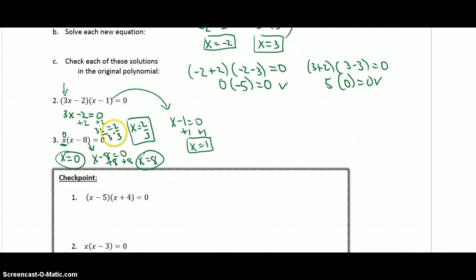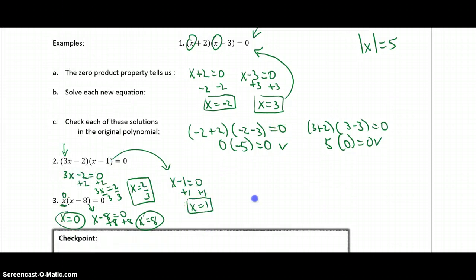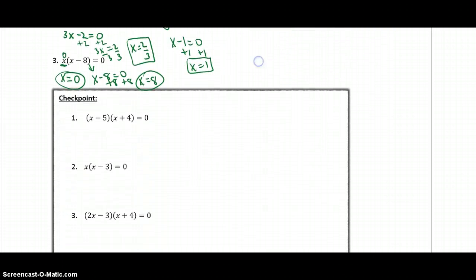I want you to look back at our answers and notice this pattern. For example, we just did x minus 8 and our answer was positive 8. x minus 1 and our answer was positive 1. And let's look back up here. x plus 2, our answer is negative 2. So anytime there's no coefficient in front of x, all we need to do is change the sign of the number we're adding or subtracting. So this negative 3 will become positive 3. You can use that pattern if you want to. Just be careful, like on number 3 of your checkpoint, when there's a coefficient, then you'll get a fraction.